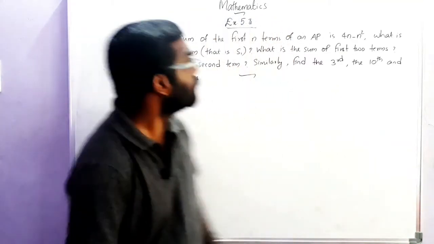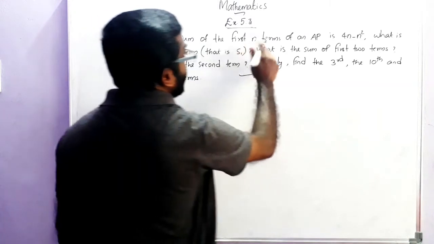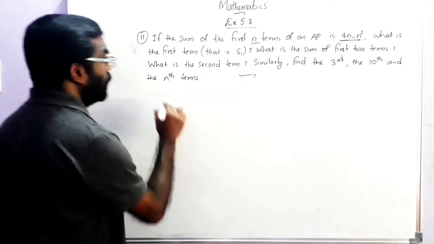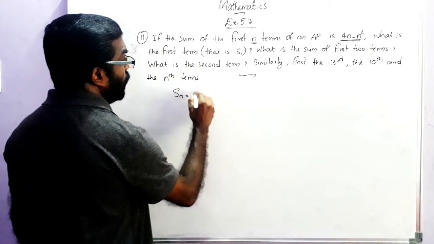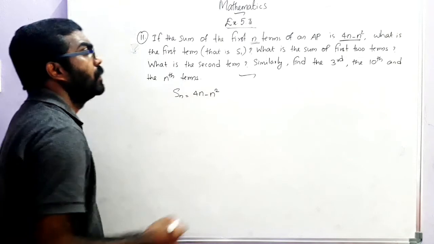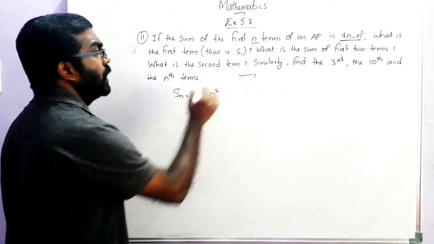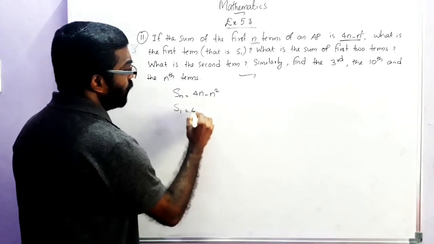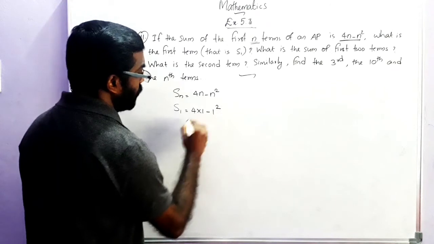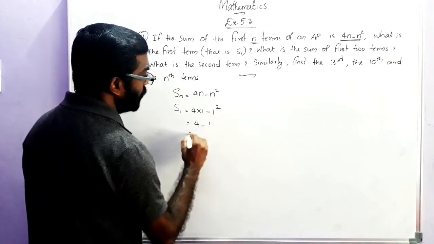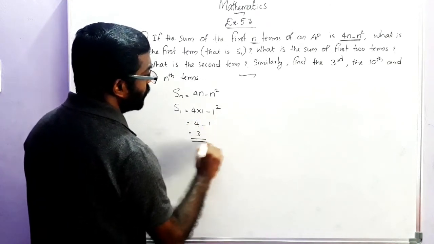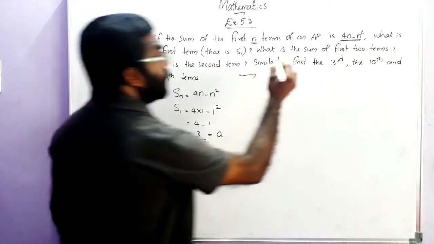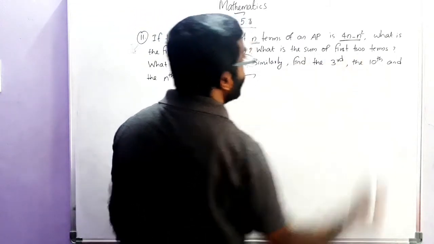The next question is, if the sum of the first n terms of an AP is 4n minus n square, that we can write Sn is equal to 4n minus n square. What is the first term? That is S1. So here we can replace n by 1. S1 is equal to 4 into 1 minus 1 square, that will be equal to 4 minus 1, which is equal to 3. That means the first term, which is equal to A or A1. Clear?